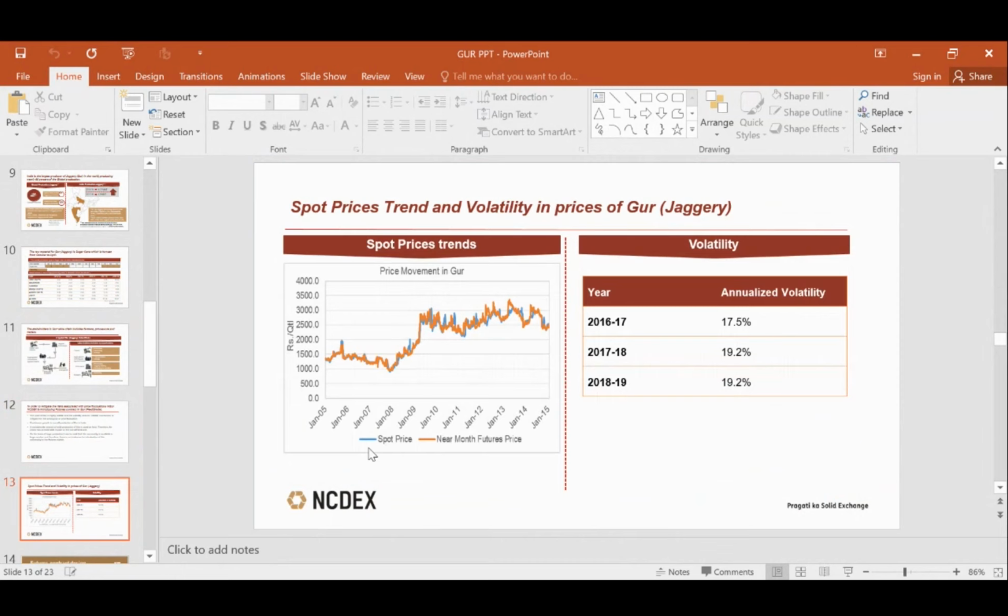Now here is a chart which shows volatility in the last 3 years, and inside of it there is the spot price and future price movement shown for GUR. So in 2018-19, 19.2% of annual volatility was observed in GUR, which is very high.